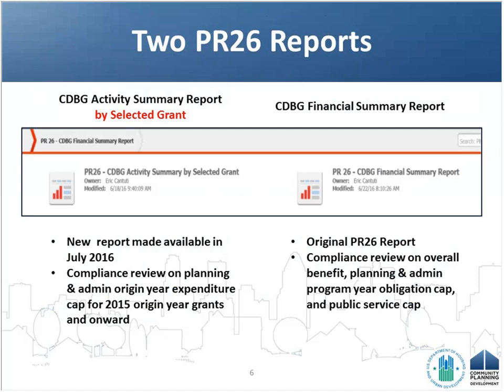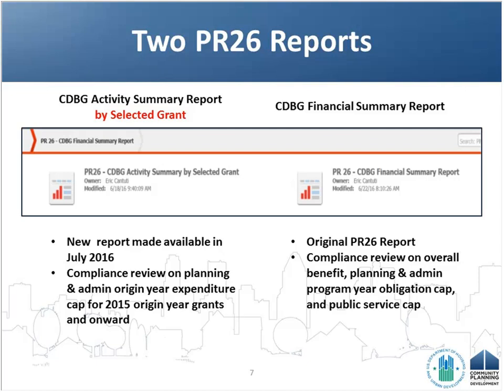In IDIS, we have two PR26 reports that can be used to check the admin and planning cap. The first one is the PR26 Financial Summary Report. Most grantees are probably familiar with this report. This original PR26 report can be used to check the planning and admin obligation cap for the program year, as well as the overall benefit and public services cap.